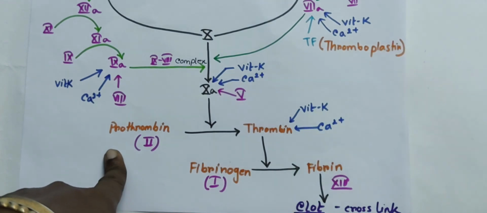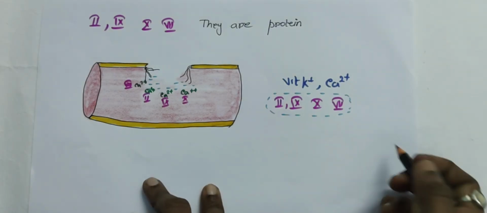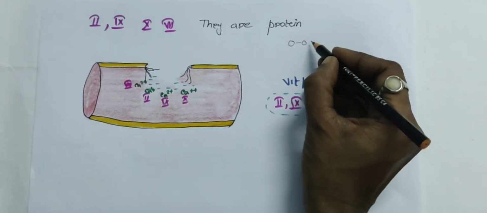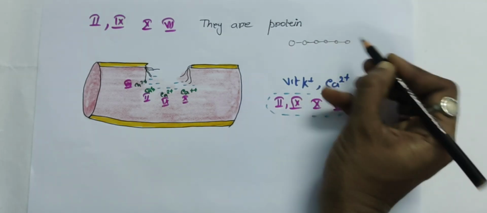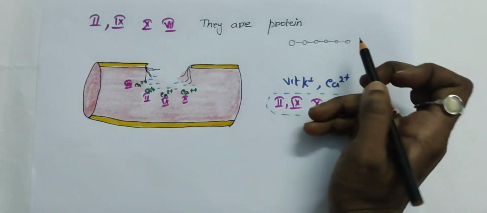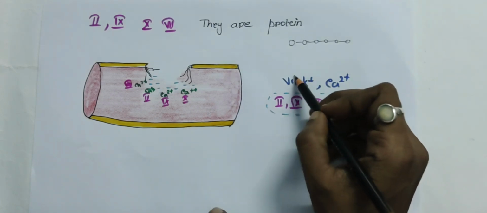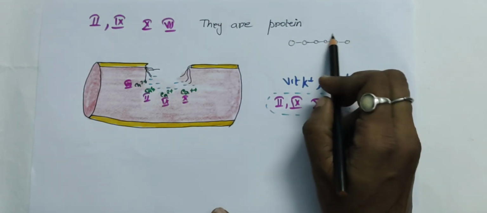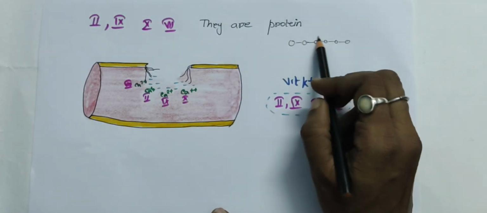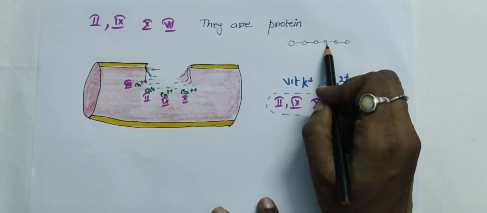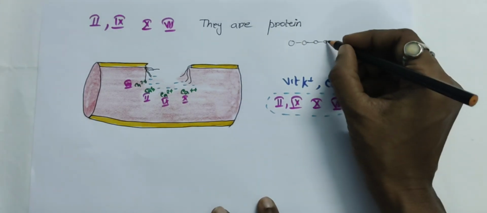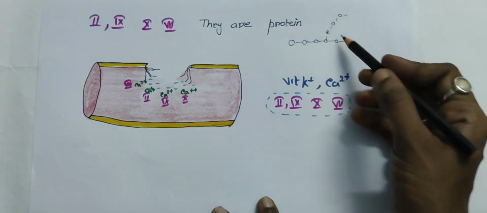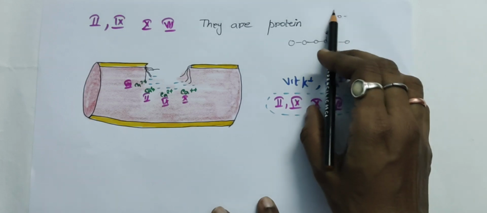But why are they important? Let's see. These four factors are proteins. As they are proteins, they form a polypeptide chain. Suppose these are amino acids forming a polypeptide chain. What does vitamin K do? Vitamin K carboxylates these factors. What is carboxylation? They release carbon dioxide and form a COO, where a negative ion is present. They form negativity here.